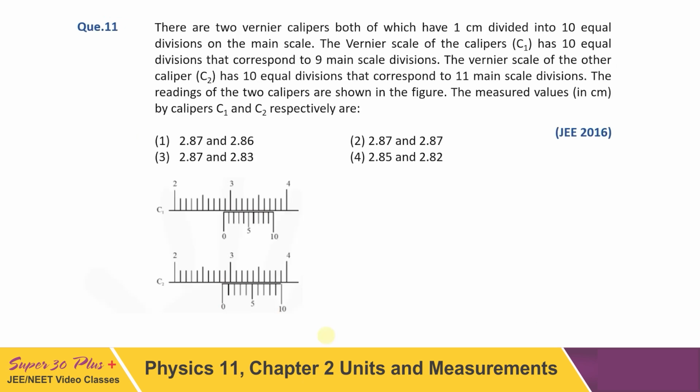Now the last question is question number 11. Here on the screen you can see two vernier calipers are given, and for both, 1 centimeter is divided into 10 equal divisions on the main scale. So 1 MSD is the same for both. If you write 1 MSD, that is equal to 1 by 10 centimeter or 0.1 centimeter.